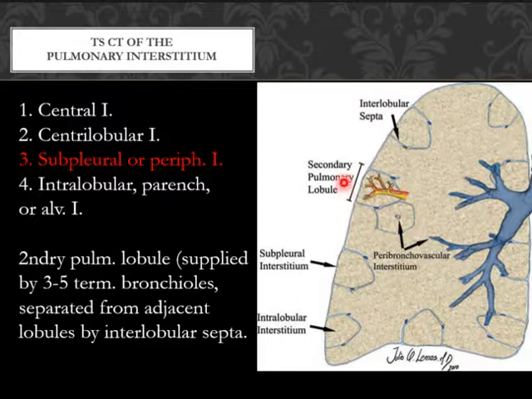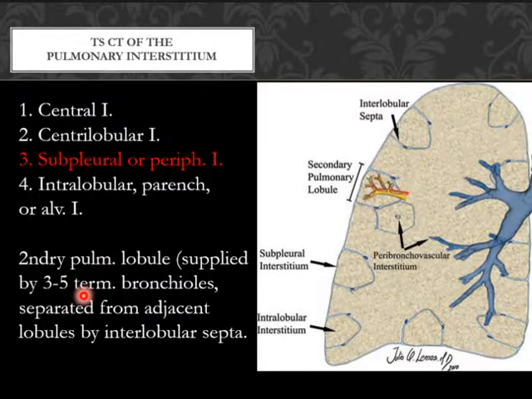At the same time, peripherally, you have the subpleural interstitium, which is located between the visceral pleura and the lung surface. Interstitium extends as septa, separating the lobulus from each other. It is termed subpleural or peripheral interstitium. Normally, on thin section CT, we can see just the subpleural or peripheral interstitium, while the central, centrilobular, and intralobular interstitium are not seen.